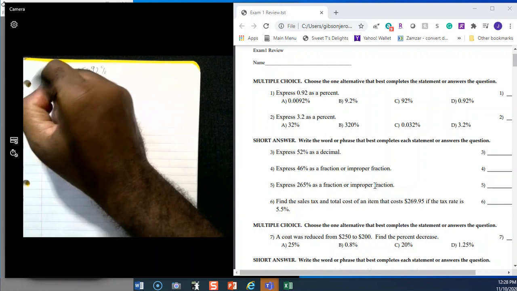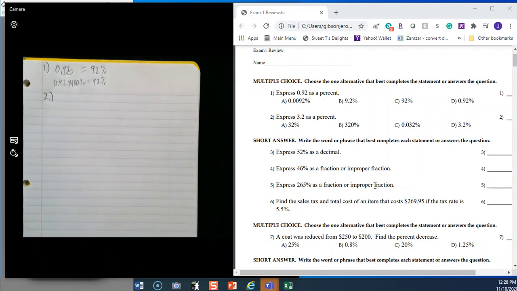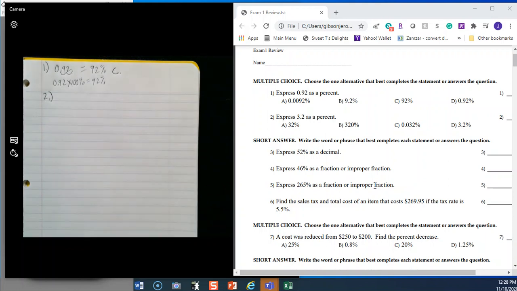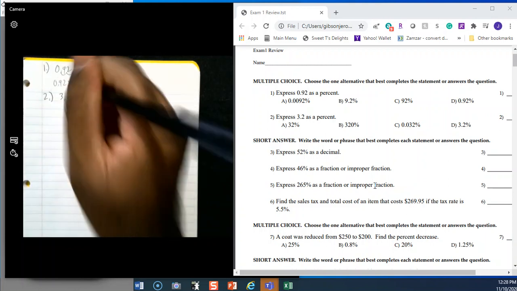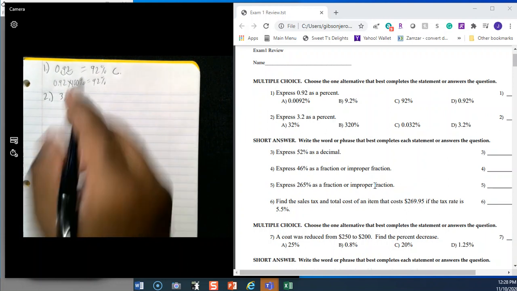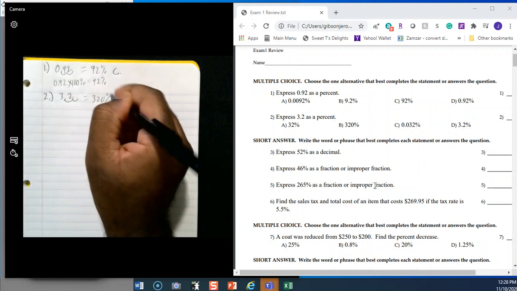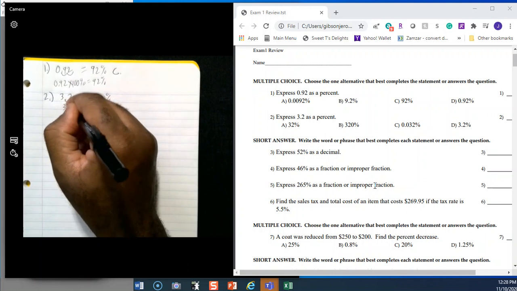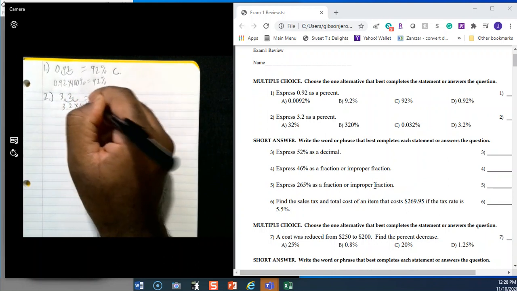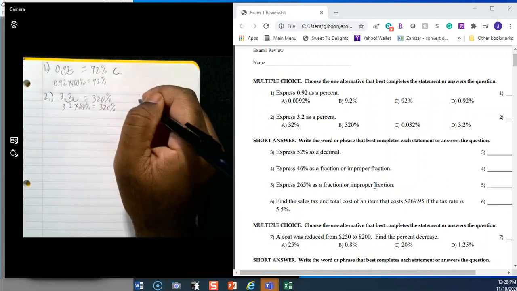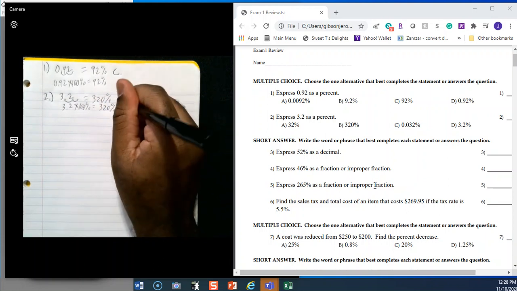Okay, number 2. In this case, I'll write it down, it'll be C. Number 2, express 3.2 as a percent. So we'll take 3.2, we'll do it the same way we did up here. Move it 2 places to the right, it'll be 320%. Or you could take 3.2 times 100%, and it still will be 320%. And 320% here is B.